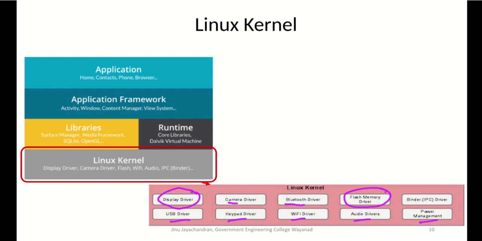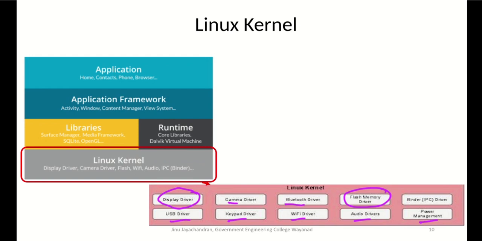Now the Linux kernel might not need to have all these modules. It is customizable, which means you can delete some of these drivers which you don't need. For example, if your Android phone doesn't have Bluetooth, you can just remove this Bluetooth driver and customize this Linux kernel.